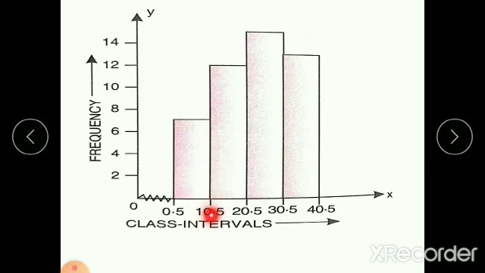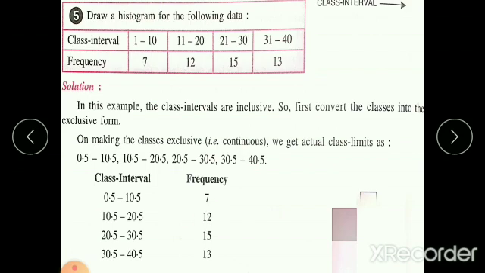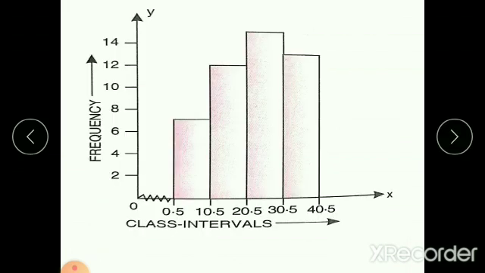Then from 10.5 to 20.5, the frequency is 12, so you have to draw the rectangle till the value 12. You know that the height of the rectangle will tell you about the frequency.